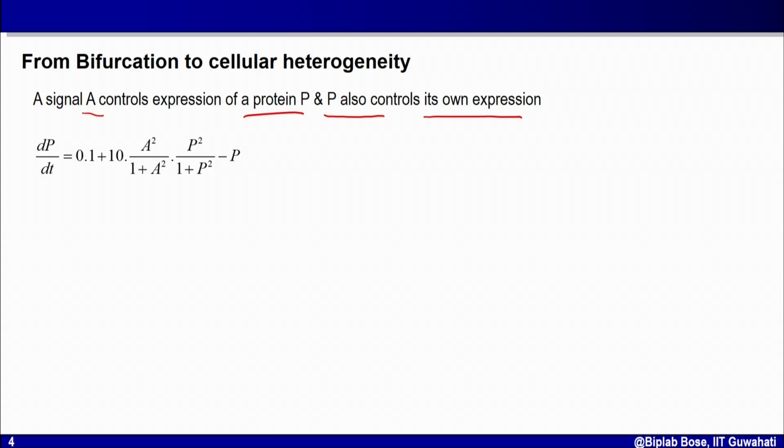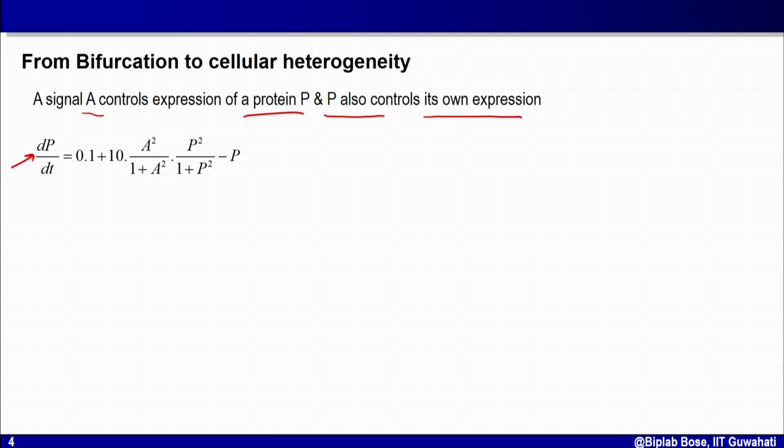Just look at the ODE that I have written here to model the dynamics of P with respect to time, how P will change with time. dP/dt, that is the rate of change of concentration of P. So that is the ODE I am writing. dP/dt is equal to 0.1, a constant, plus 10 times a squared by 1 plus a squared, where a is the signal coming in, times p squared divided by 1 plus p squared, p is the protein itself, minus p. Obviously the minus p part is for degradation of the protein, you can easily assume.